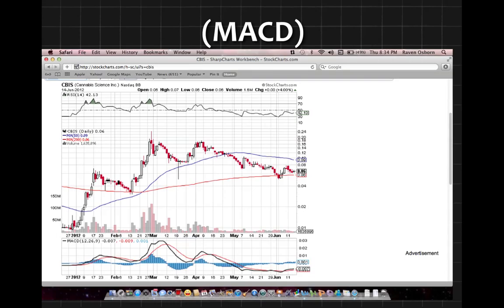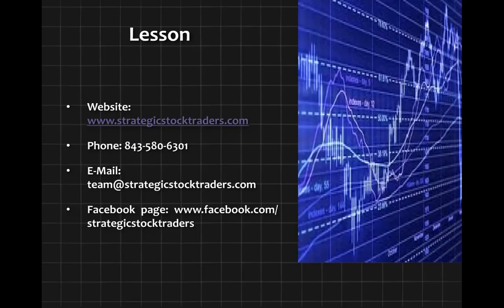So this is a very quick glimpse of MACD and how we use MACD. Now we use other indicators as well, but MACD is one of our primary indicators, and it's just a momentum tracker. So that's it on MACD.